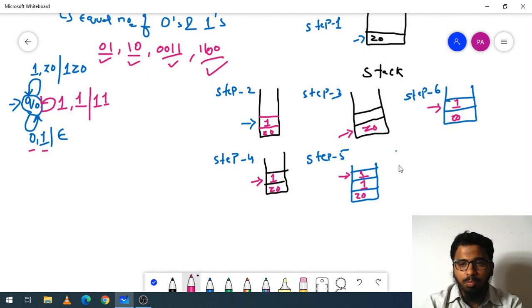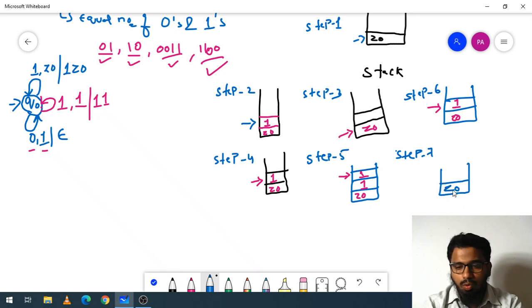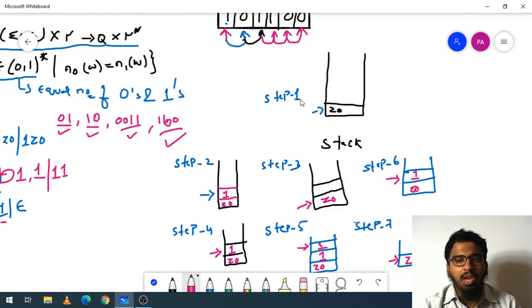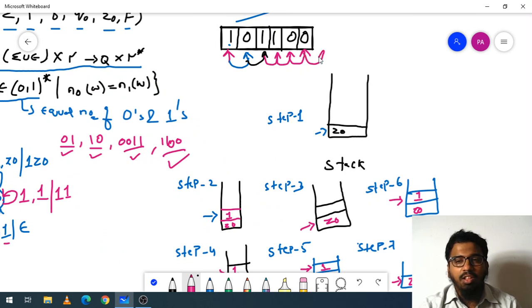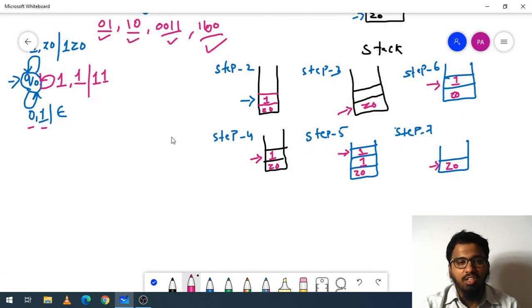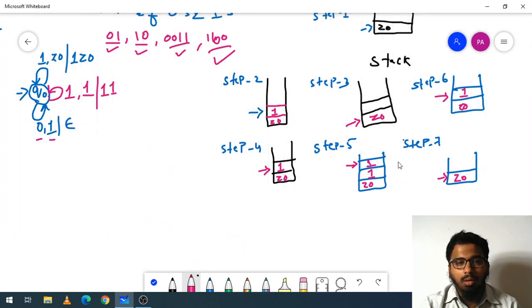So what is remaining in step 7? In step 7 we have only z0, and this is the top of the stack here. And what is remaining in the string? We don't have anything. So what is this? Epsilon. If nothing is there, if the string is finished, then we need to use the epsilon. Because of that, we will say epsilon NFA.